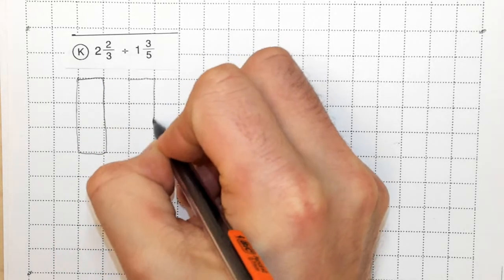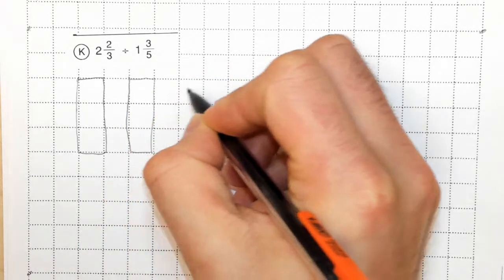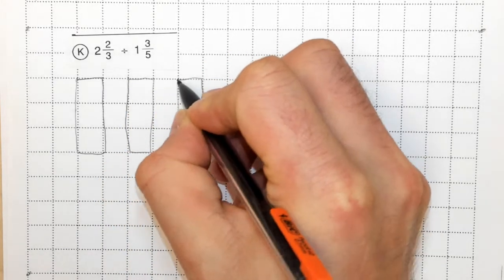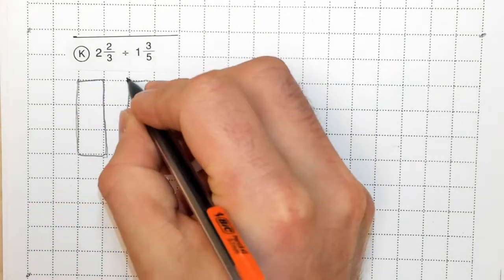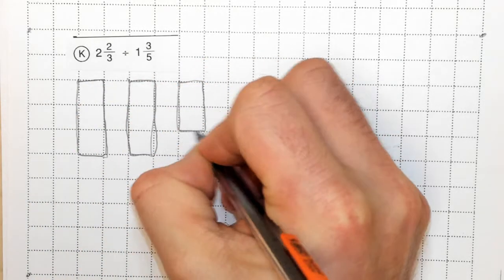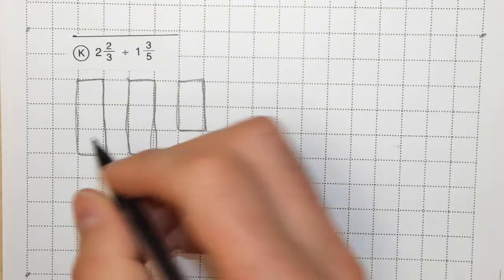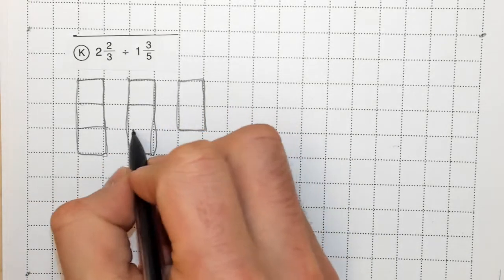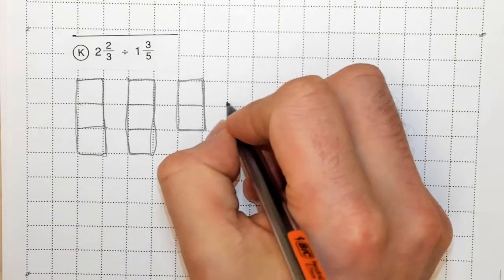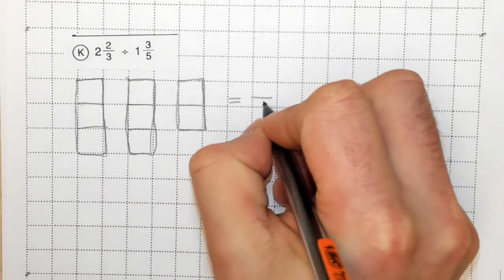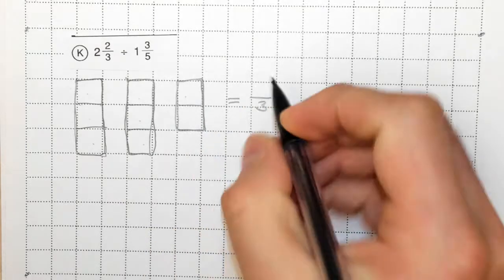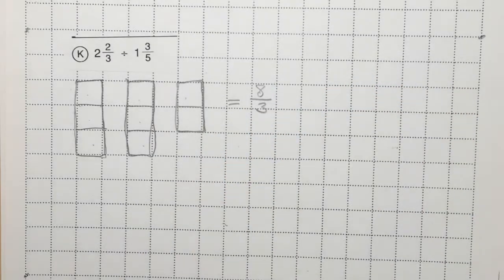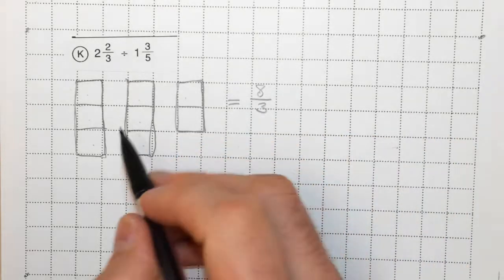So 1, 2, and 2/3. Okay, so I've got 1 whole, 2 wholes, and 2/3. Okay, well, if I'm just turning it into thirds and I want to say, okay, so that is equal to how many thirds? I would say, okay, well, 1, 2, 3, 4, 5, 6, 7, 8. 8/3.